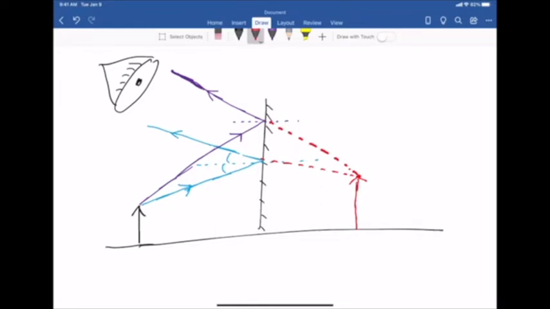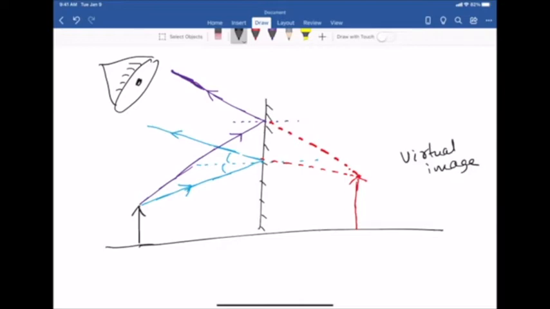What kind of image is this? Think about that and see if you can answer this question yourself. Is it a real image or a virtual image? The answer is this is a virtual image. Why? Because rays of light are appearing to diverge from here. They are not actually converging there. So a plane mirror forms virtual images, and this is a virtual image.